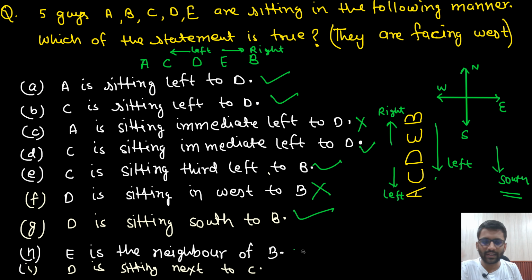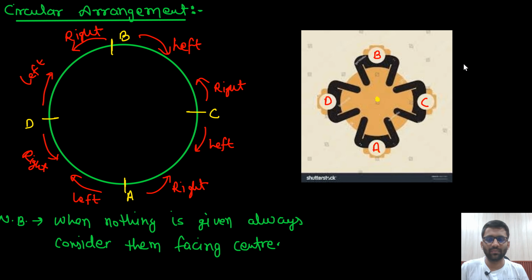And next, E is the neighbor of B. Yes. E is the neighbor of B. And D is sitting next to C. Next to C means it can be anywhere, here or here. Just next to means it is neighbor only. So D is sitting next to C. So these are the points. Okay, let's see more questions now.